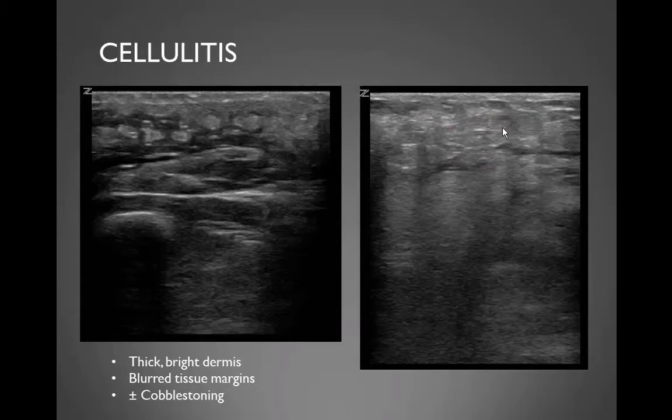Important to know that edema looks a lot like this as well, so you have to have the whole clinical picture, history and physical. Definitely important in determining what's going on with these patients. And there we've highlighted a little area of cellulitis with cobblestoning. Cobblestoning is a good finding to look for.